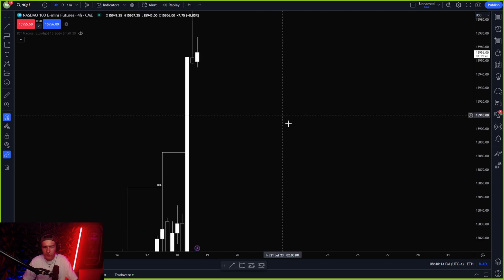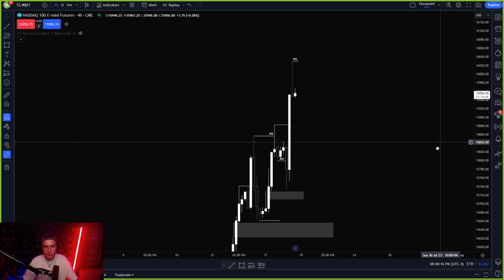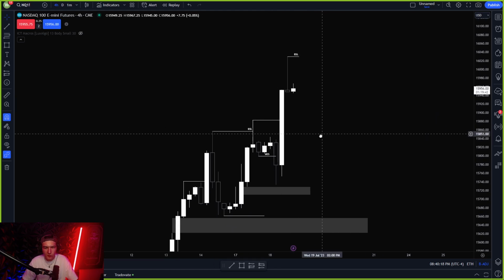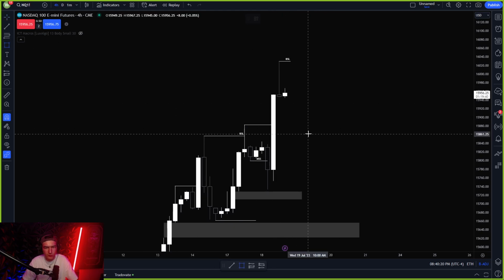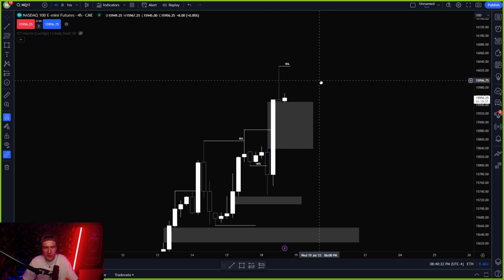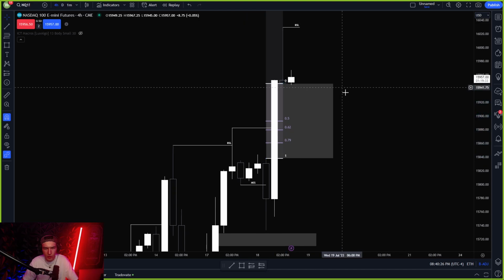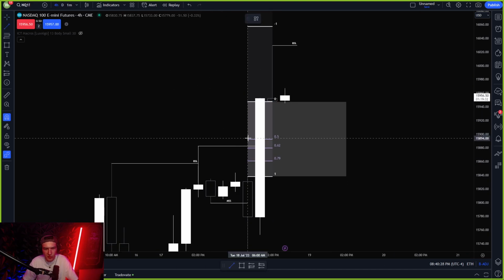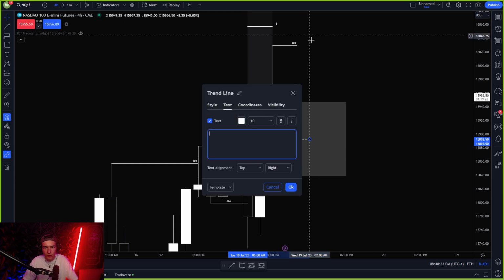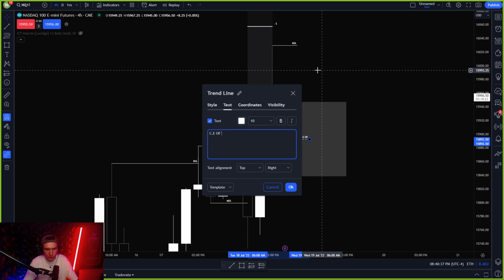We have this massive 4-hour fair value gap here. What is going to be the most sensitive area of this? Probably consequent encroachment. So let me draw that in and let's see what happens tomorrow. This is consequent encroachment of the wick. So let's do C.E. of the 4-hour.